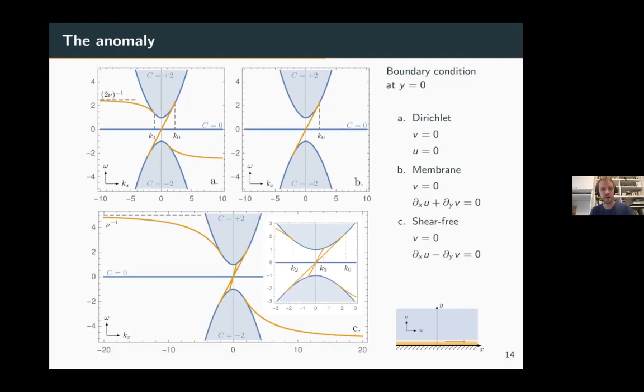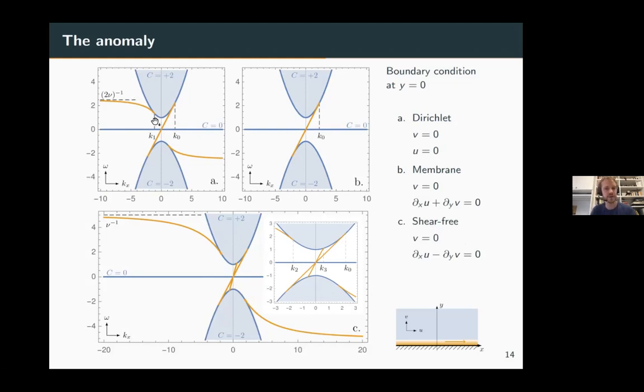And now it's even worse if you look at this shear-free condition, which also has this mixed boundary condition. We just flip a sign from here to here. Then we see 3 modes, 1, 2, and 3. Again, I'm always focusing on the upper part of the spectrum for symmetry reasons. And this is just a zoom of the central region.